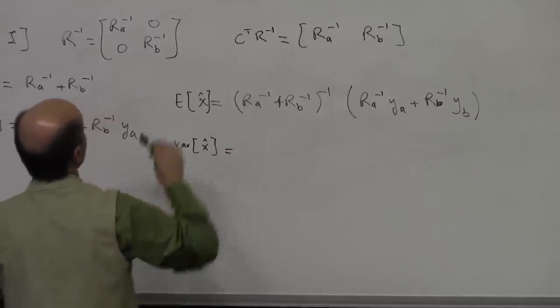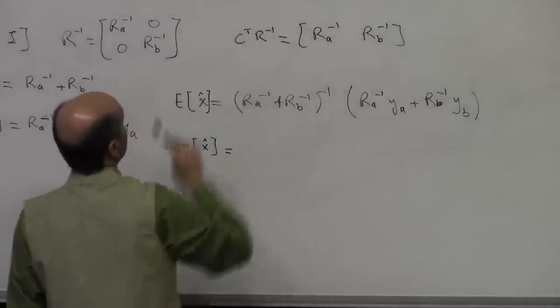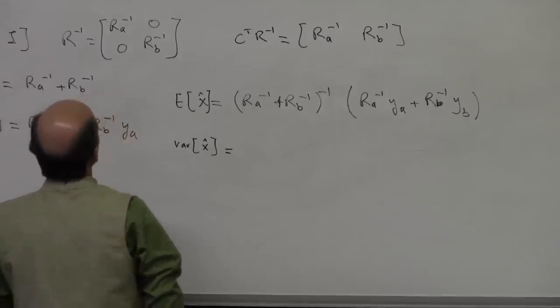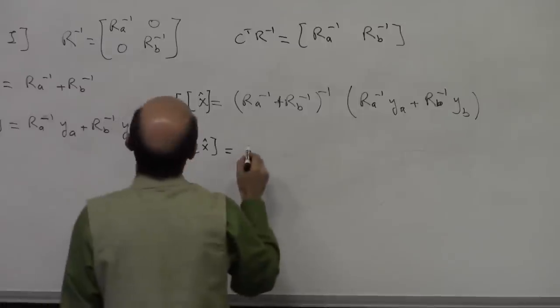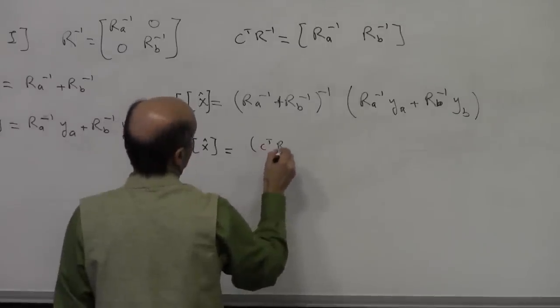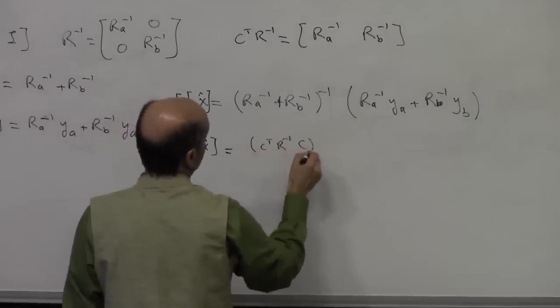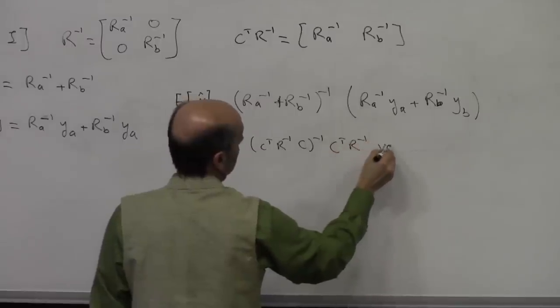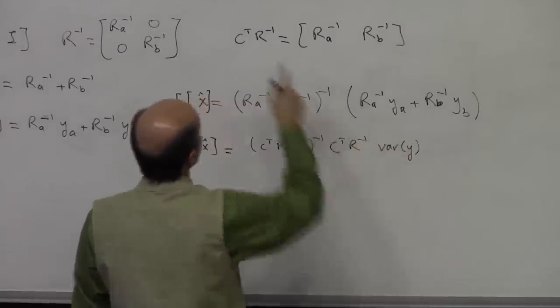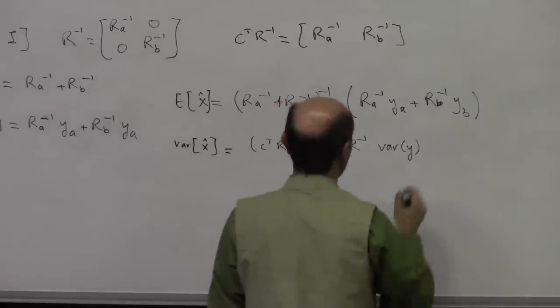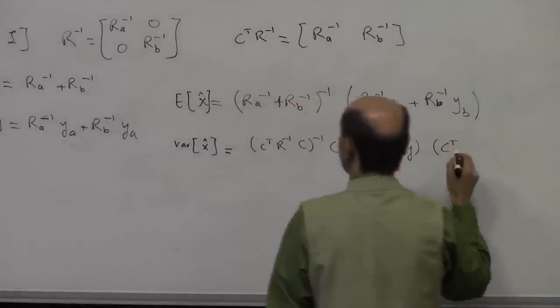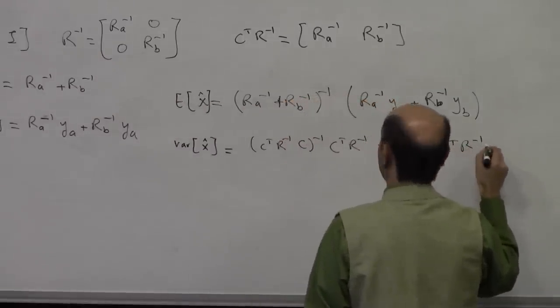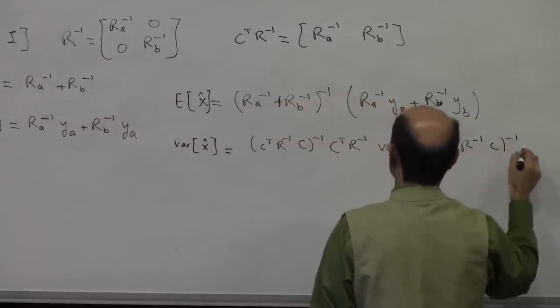And the variance of that equation depends on the variance of y, which is going to look like this. (C transpose R minus 1 C) minus 1, C transpose R minus 1, times variance of Y, times that term transpose. C transpose R minus 1, C minus 1.